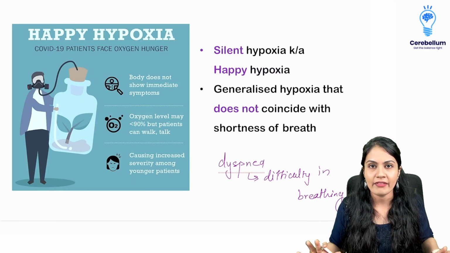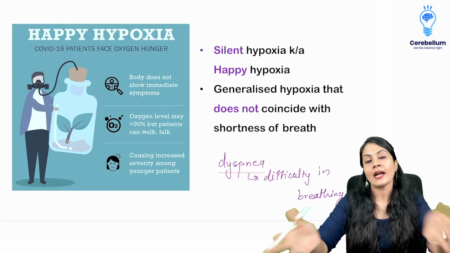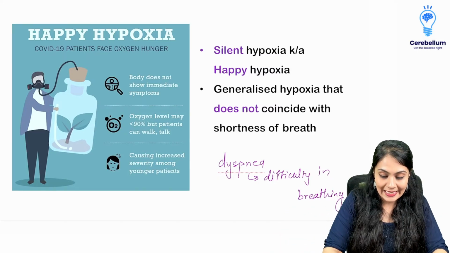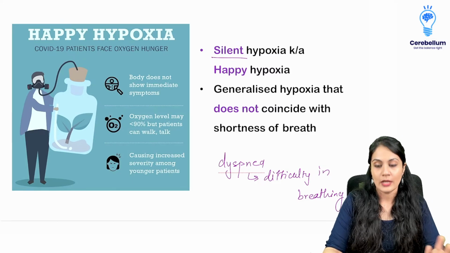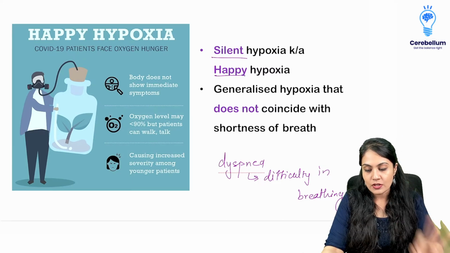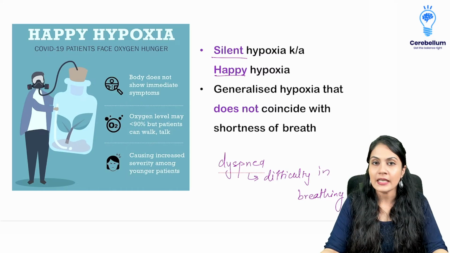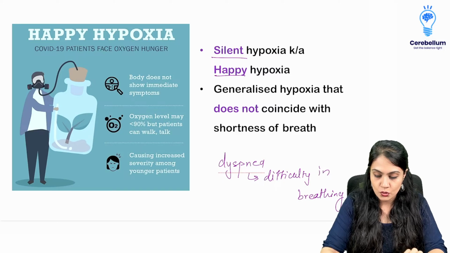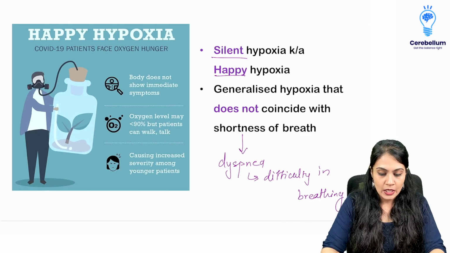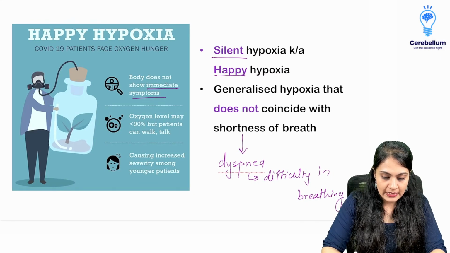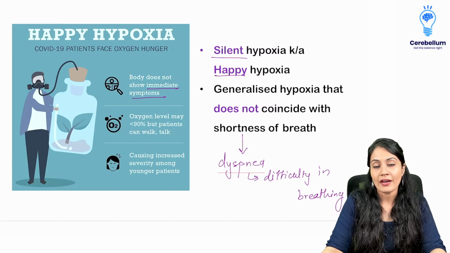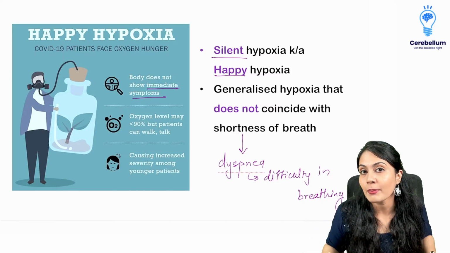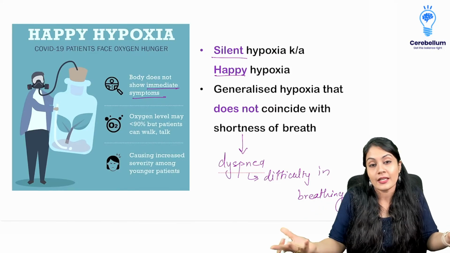They were absolutely fine, but the body had a lesser partial pressure of oxygen, right? So that is known as silent hypoxia or happy hypoxia. It is the generalized hypoxia as it is seen in everybody else, that does not coincide with the shortness of breath, which is known as dyspnea. Okay, so the body doesn't show immediate symptoms. Yes, later on it is going to have problems. Why? Because as soon as it gets severe, the body will not be able to generate ATP.